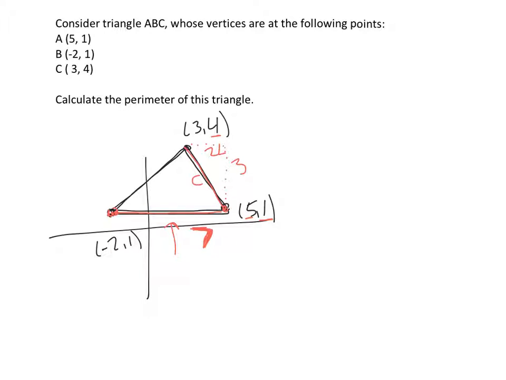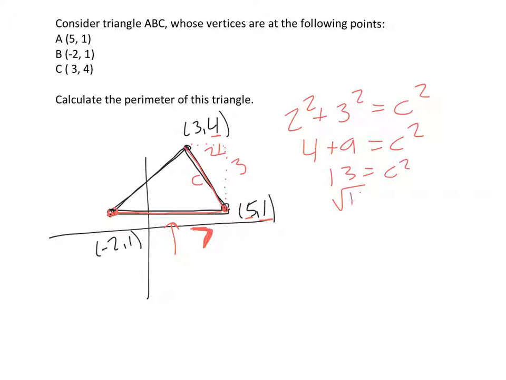length C. So I say 2 squared plus 3 squared equals C squared, which is 4 plus 9 equals C squared, which is 13 equals C squared. So the square root of 13 is this length C. So that is the length of this part. And we'll leave it as square root of 13 for now. If you had a calculator, you could figure that out, but otherwise, you could estimate what it is, but we'll call it the square root of 13.